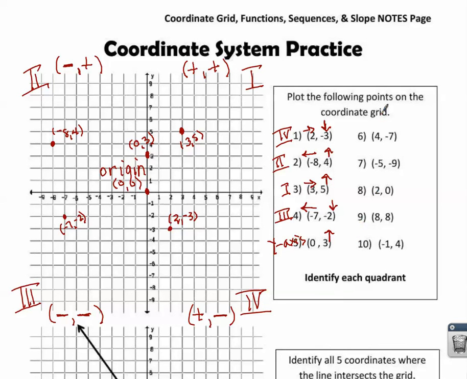Pause the video and try 6 through 10. Check your answers with the following problems.